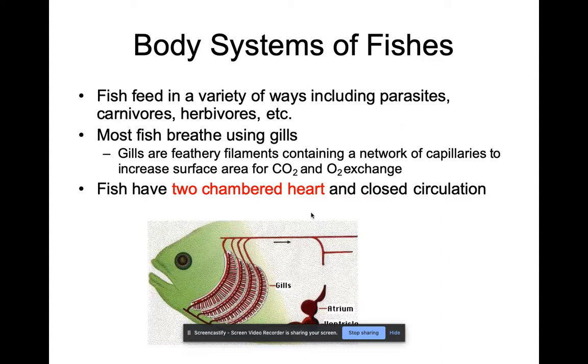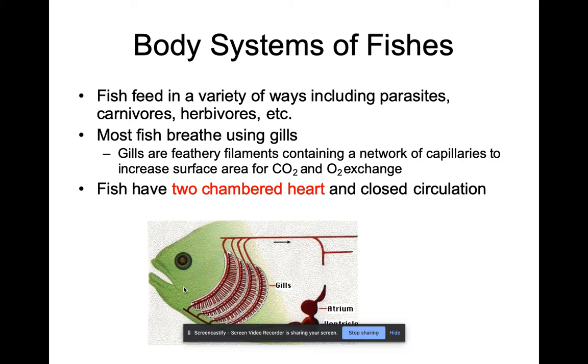Feed them lots of different ways: parasites, herbivorous, carnivores. Most fish will use their gills to exchange gases there to breathe. So their gills are lots and lots and lots of surface area, lots of feathery filaments to help increase the ability to exchange carbon dioxide and oxygen in the water.